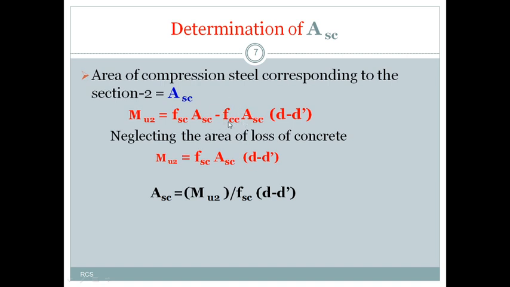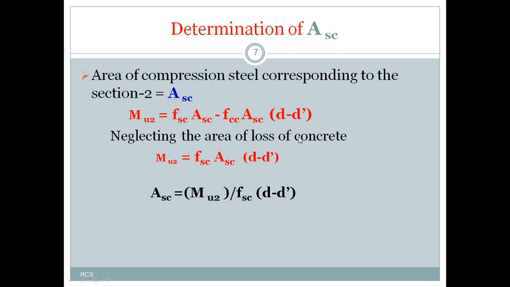So this is the loss of concrete force, the force due to loss of concrete. FCC is the stress in concrete, multiplied by the area of concrete which we lost due to providing steel reinforcement in the compression zone, and ASC is the area of compression reinforcement. How much area of compression reinforcement we have provided, that much concrete we have lost. So the same thing we have to deduct from the total compressive force due to the compression steel. So this will be FSC ASC minus FCC ASC into D minus D dash.